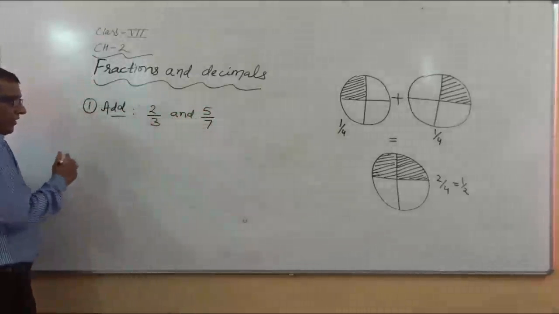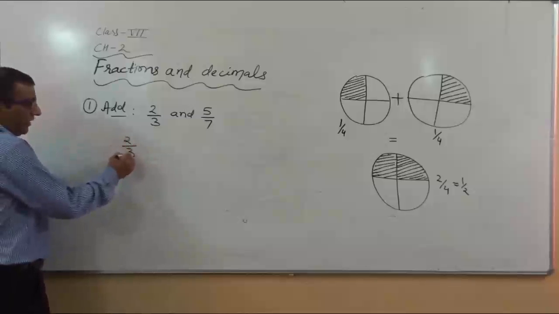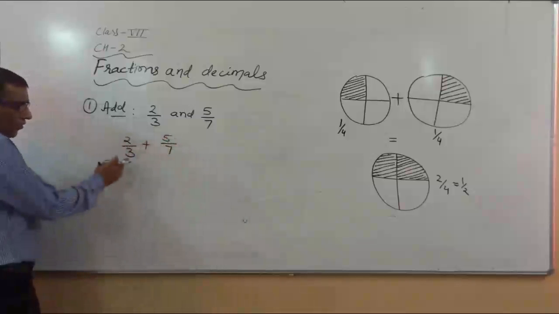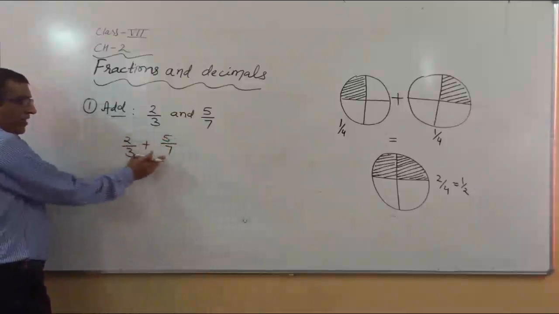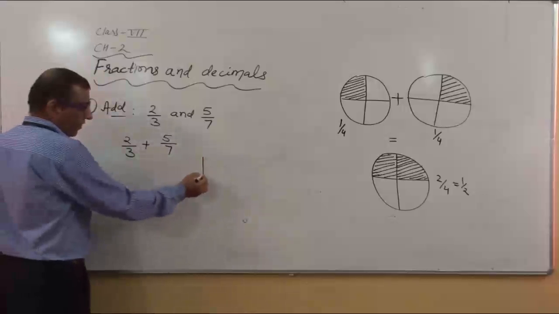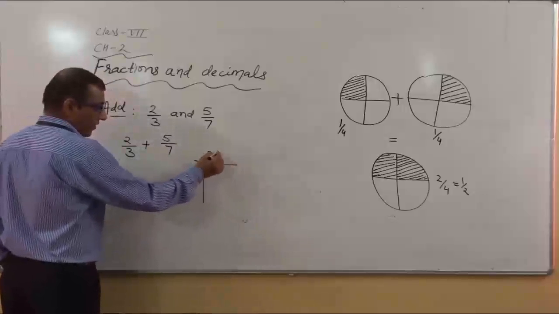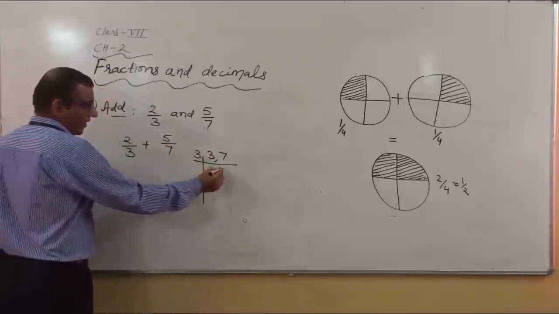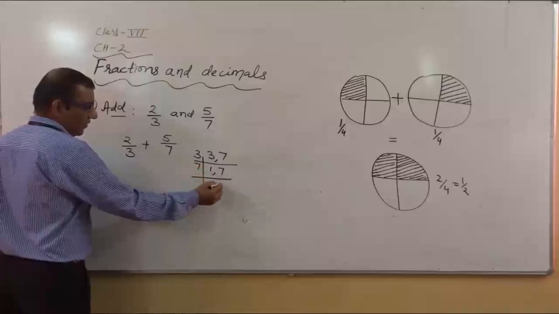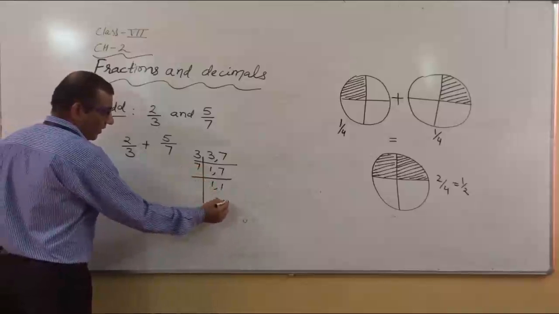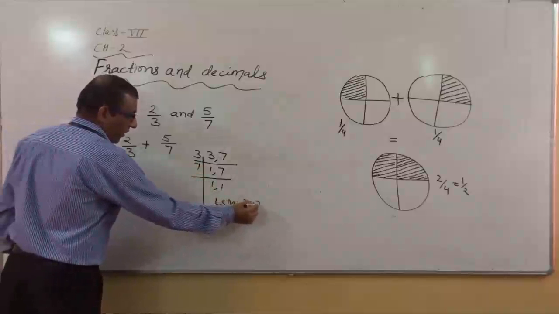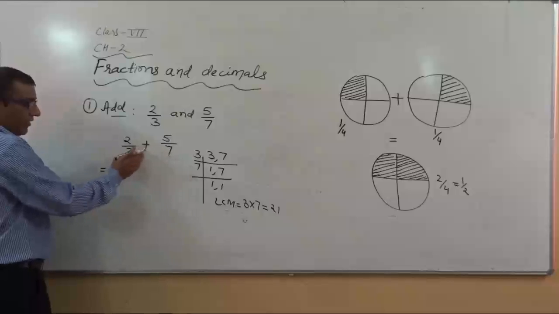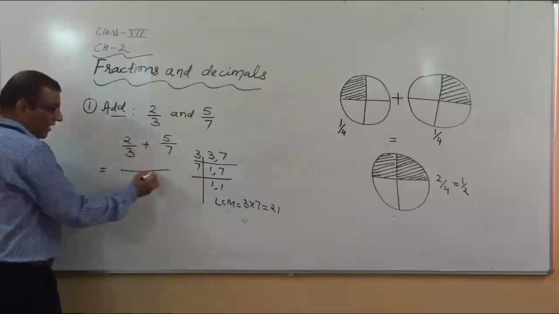For example, we have to add 2 upon 3 and 5 upon 7. How can we solve it? We will write first 2 upon 3, then a plus sign, and then 5 upon 7. Now if we see the denominators, both are different. So what will we do? We will take the LCM. First we divide by 3, then we write down 7, 7, then 1. It means the LCM is 3 into 7, which becomes 21. So the LCM of 3 and 7, which are the denominators, you will write here: 21.